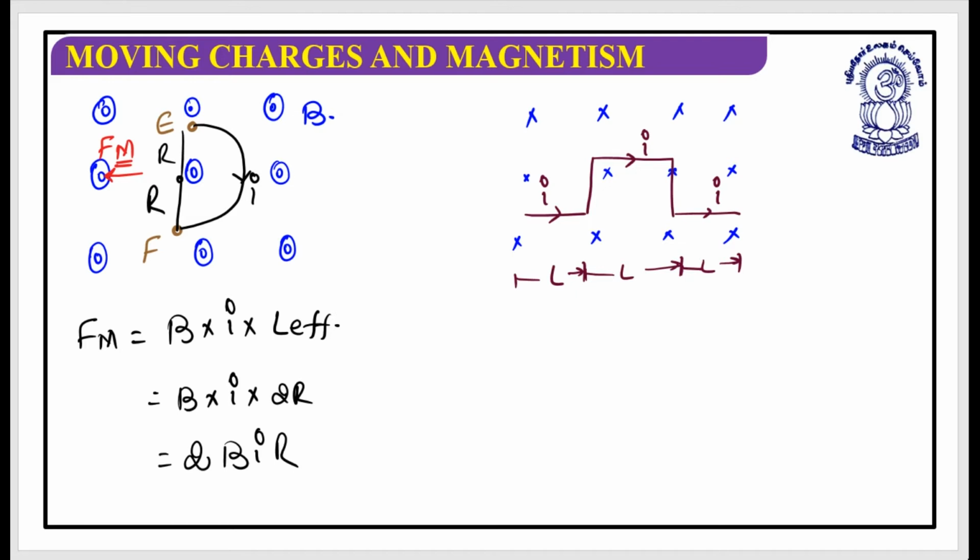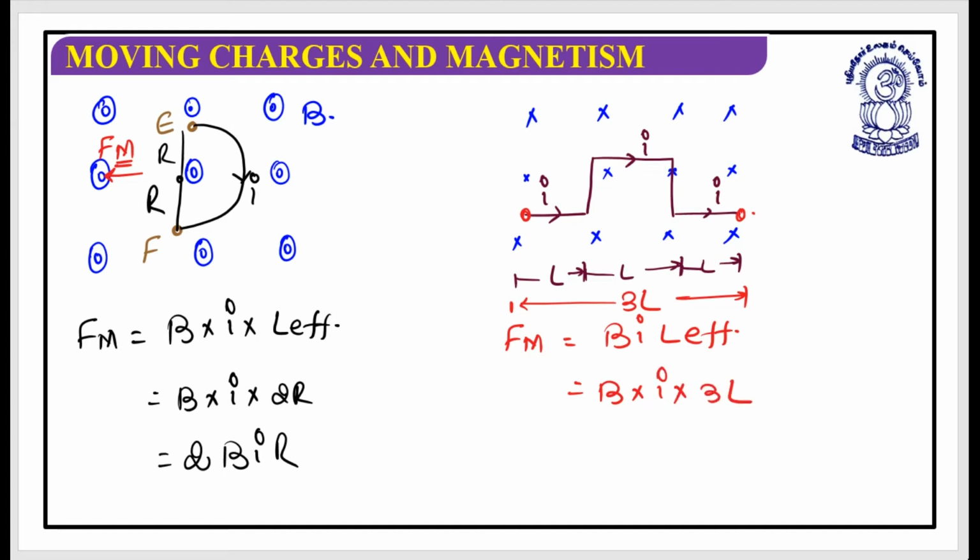So what I understand is that let's just find it out first. The magnitude would be equal to B into I into L effective. L effective, from this initial point to this final point, is represented as 3L. So that should be equal to B multiplied by I multiplied by 3L.